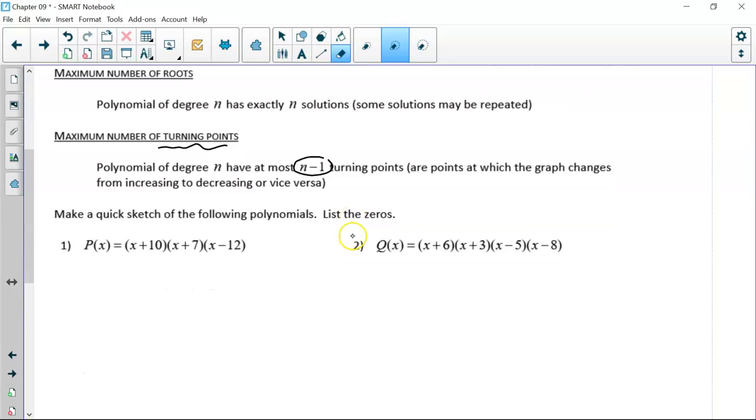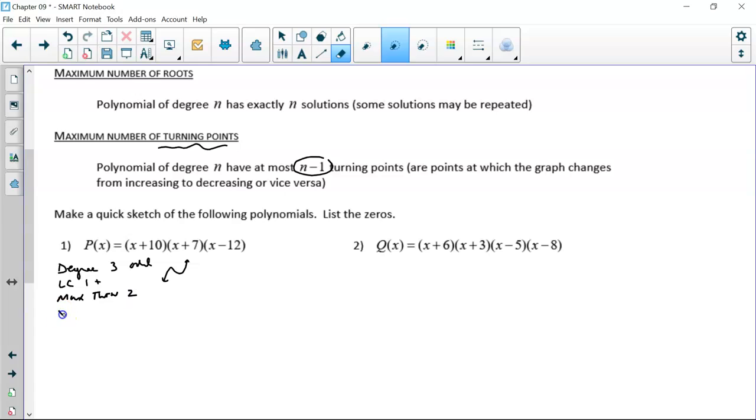So we can use what we talked about before with our multiplicity, the turning points, and the end behavior. So we can make a quick sketch and we can list the zeros. So our degree, we can add up the x's. 1, 2, 3 x's, so the degree is 3. That is odd. And the leading coefficient is 1, which is positive. So our graph is going to look like this. So for the number of turning points, the max turning points is 3 minus 1, which is 2.